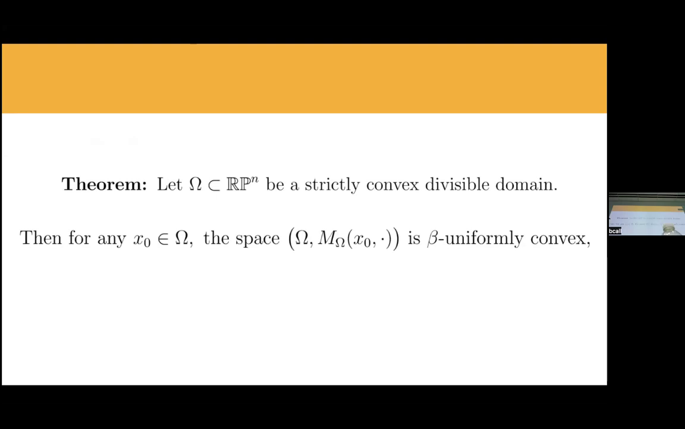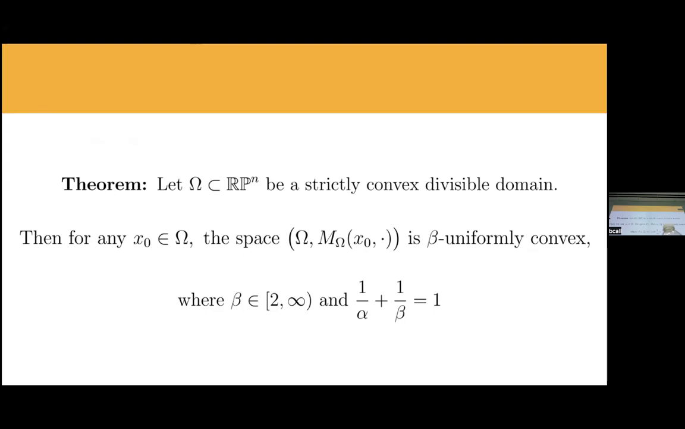All right, so there it is, the statement of our theorem. No longer a theorem in progress, very exciting. So yay, thanks for the woos. If you have a strictly convex divisible domain, then for any base point that you pick, that space with its Minkowski functional based at that point is going to be beta-uniformly convex. I have some special things to say about what beta is in particular. Beta is still in the same range, and it has this special relationship with something else, alpha, that I'll talk about here shortly.